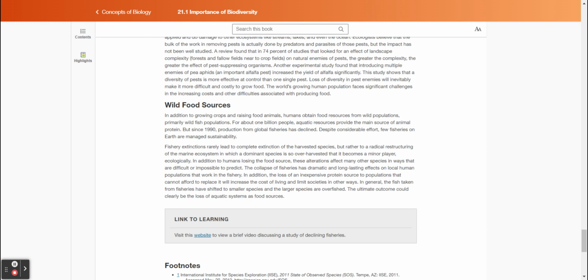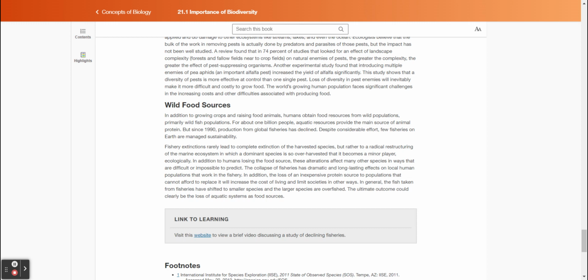Fishery extinctions rarely lead to complete extinction of the harvested species, but rather to a radical restructuring of the marine ecosystem in which a dominant species is so overharvested that it becomes a minor player ecologically. In addition to humans losing the food source, these alterations affect many other species in ways that are difficult or impossible to predict. The collapse of fisheries has dramatic and long-lasting effects on local human populations that work in the fishery.